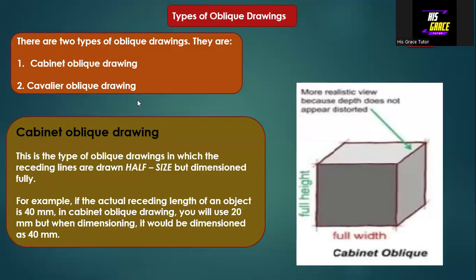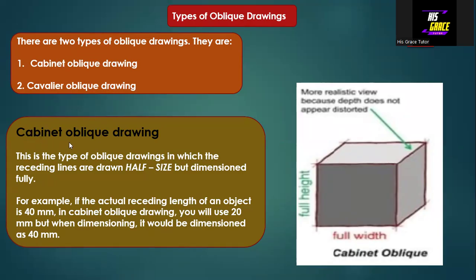This next slide is talking about the types of oblique drawings. We have 2 types of oblique drawings. We have cabinet oblique drawing and we have cavalier oblique drawing.